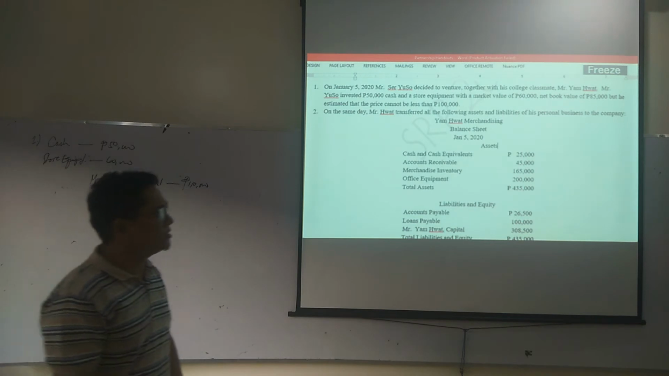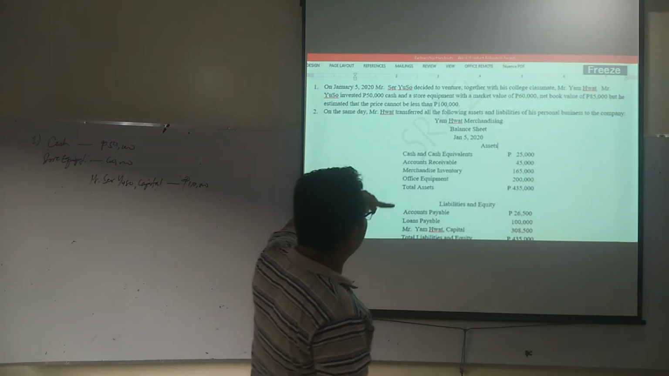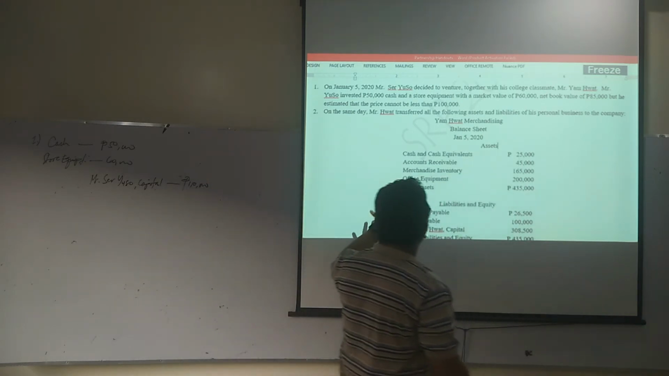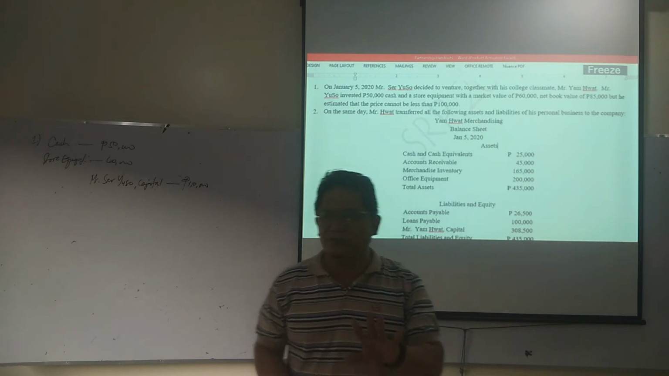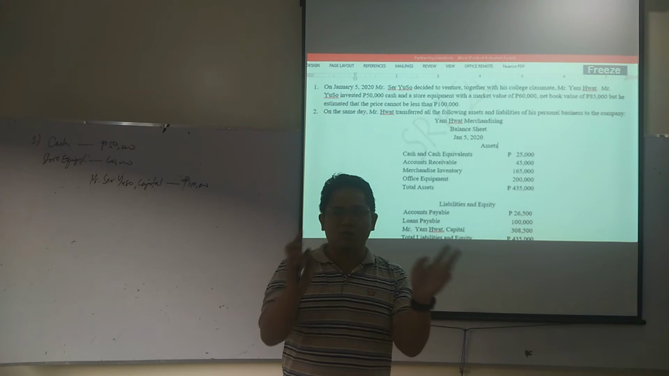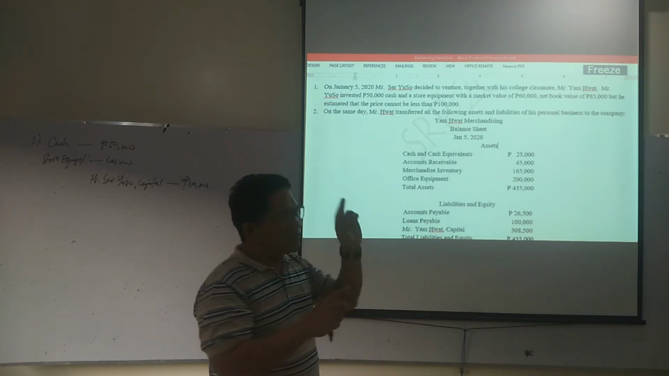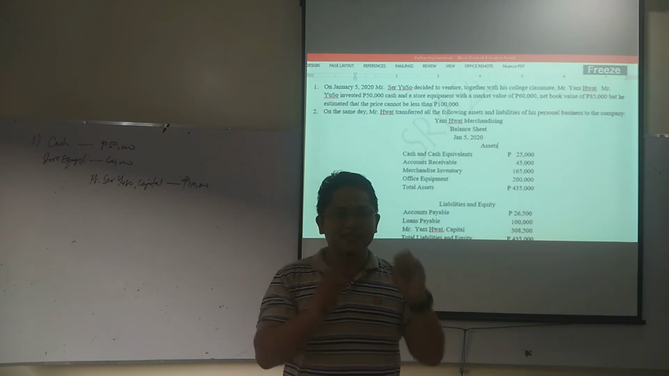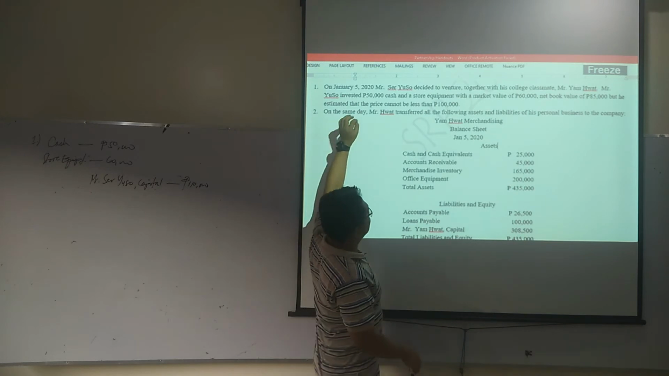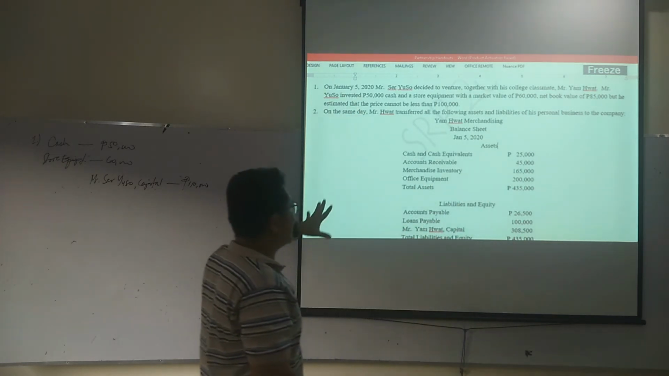110,000 in the partnership. On the same day, Mr. Watt transferred all of the following assets and liabilities of his personal business to a company. So when we account for partnership formation, it could be two individuals who wanted to start a partnership, or it could be two existing single proprietorships who will combine their assets.